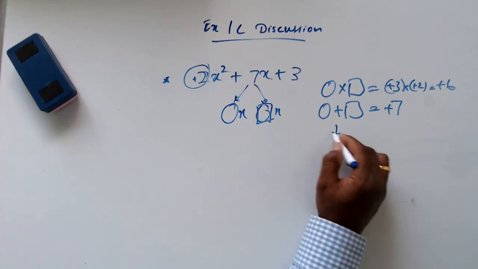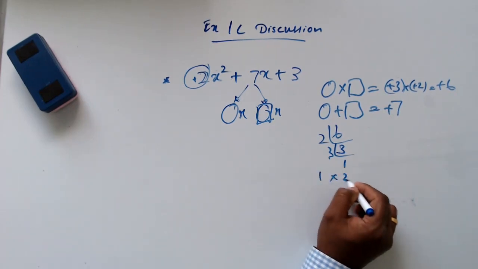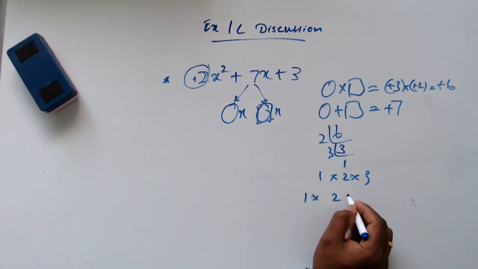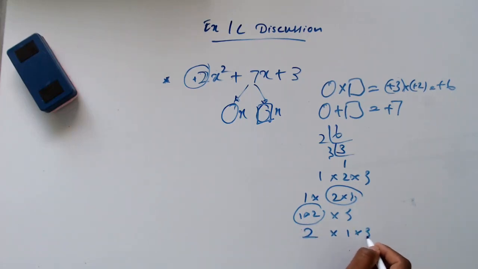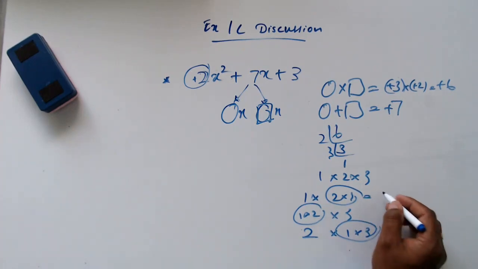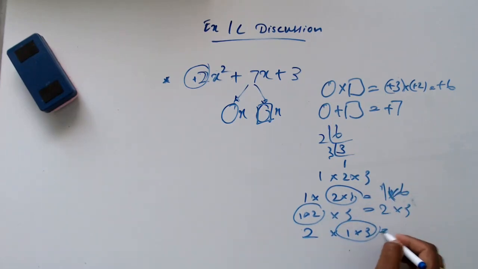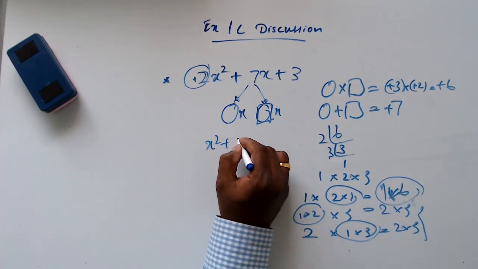So again 6: 2, 3, 3, 1. And what are the 1 times 2 times 3? We have how many options? 1 times 6, 1 times 6. This is 2 times 3, and this is also 2 times 3, both are the same. So in that case, what is the best option? 1 and 6.